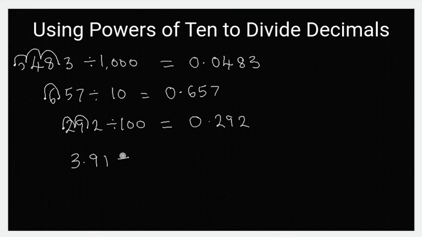And the last example, let's try 3.91 divided by 10 raised to the power 2. We can use powers too. Divided by 10 raised to the power 2, which is 100. So we're moving the decimal point backward twice. 1 and 2. We need to fill this with a 0. And your decimal point to be here. So this will be 0.0391. As easy as that.